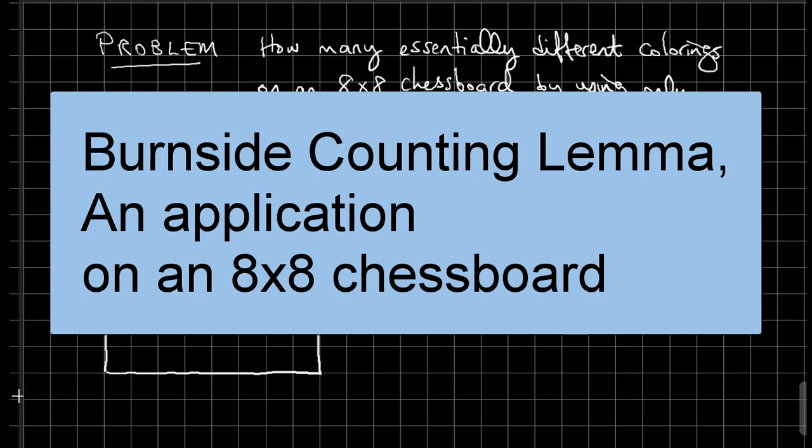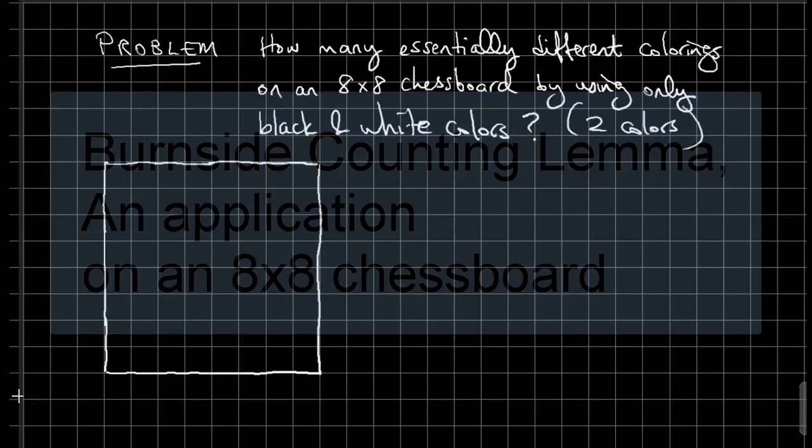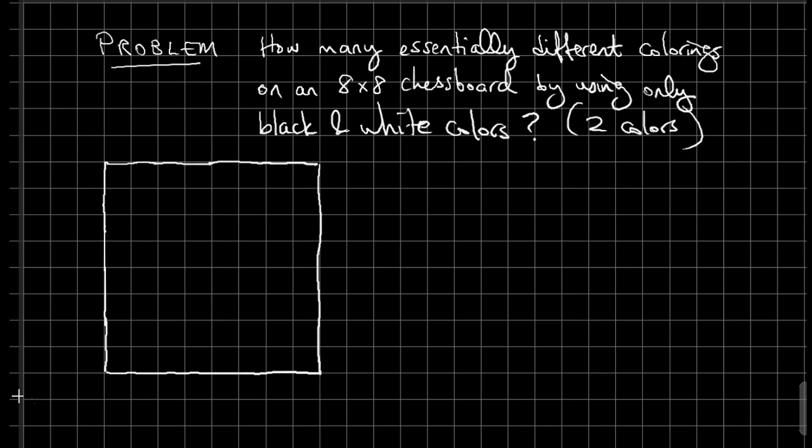So here's our next problem. This is basically an application of Burnside's Lemma. It pretty much mimics the previous problem. So how many essentially different coloring patterns are there on an 8x8 chessboard using only two colors, black and white? You can generalize quite easily. You can change these two colors into C colors, a different number of colors. The general result won't change.